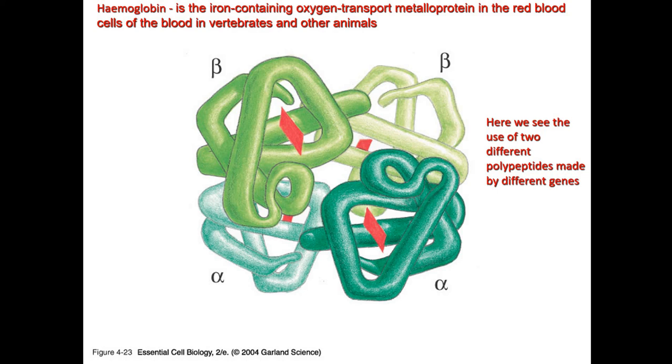This is the structure of hemoglobin, which consists of 4 domains. You can see beta domains and alpha domains. Here we see the use of two different polypeptides made by different genes. Hemoglobin is the iron containing oxygen transport metalloprotein in the red blood cells of the blood in vertebrates and other animals. Hemoglobin, all of you know, we all contain the hemoglobin protein, which is very essential for respiration also, because it carries the oxygen.